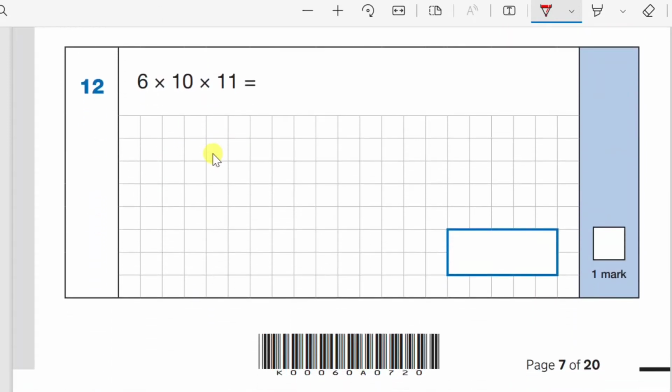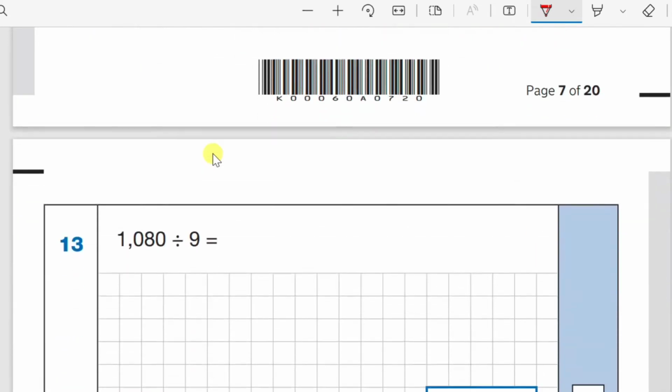Now, 12. We've got 6 times 10 times 11. So the way to do this, I would always leave the 10s last because you can times it in any order. So let's do 6 times 11. If you do 6 times 11, you should get 66. And you times against the 10. When you times it by 10, you stick a 0. So it'll be 660. Nice.